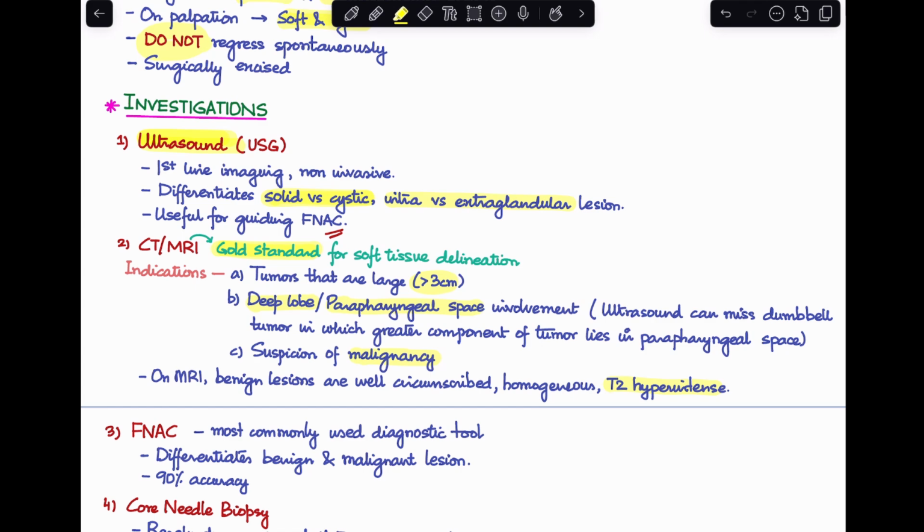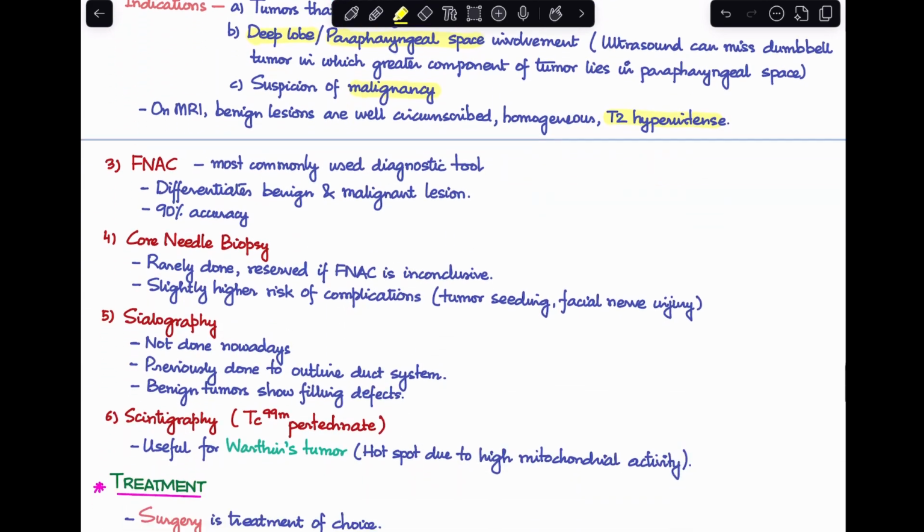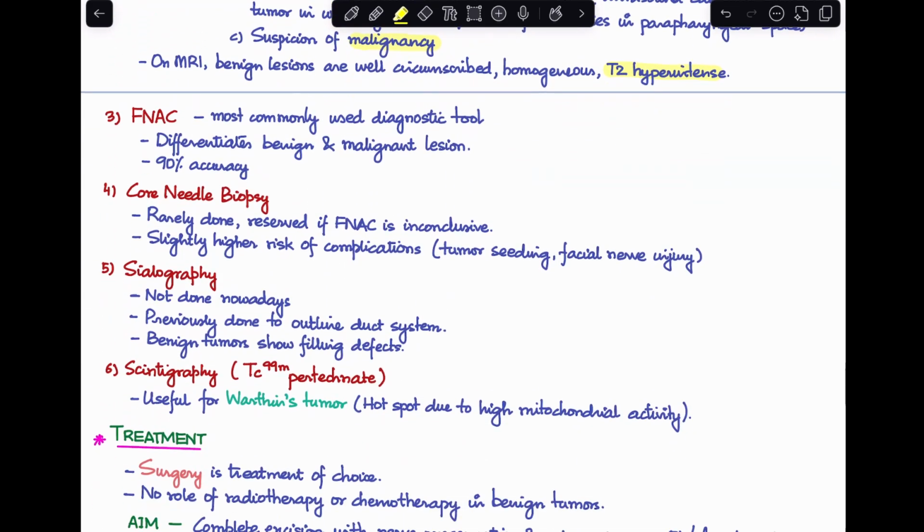These are the two things about imaging. Now let's move on to the next part. The next important diagnostic tool is fine needle aspiration cytology. This will help in differentiating benign as well as malignant, and it has about a 90% accuracy. And we can increase the accuracy by clubbing it with USG. So we do a USG guided FNAC.